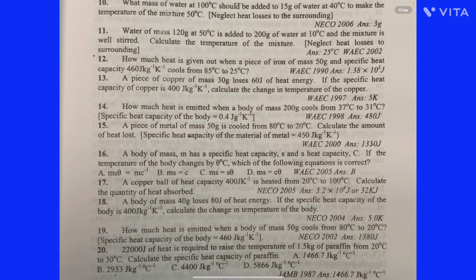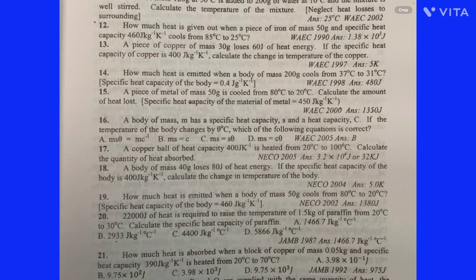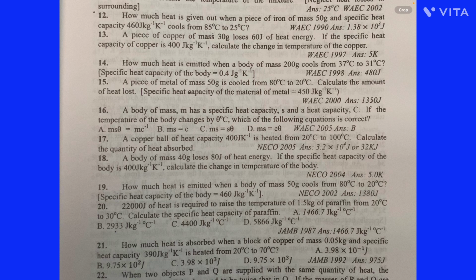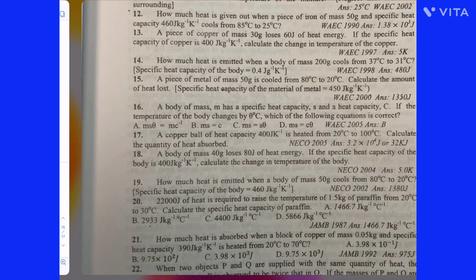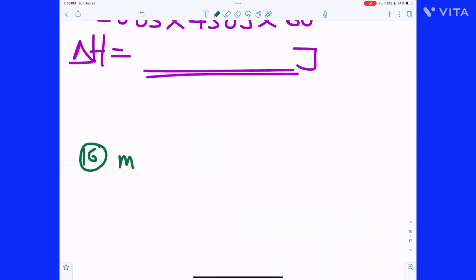I think I'm right. A body of mass M has a specific heat capacity S and a heat capacity C. If the temperature of the body changes by theta degrees Celsius, which of the following equations is correct? The body has mass M, so I'll write mass of body, M.